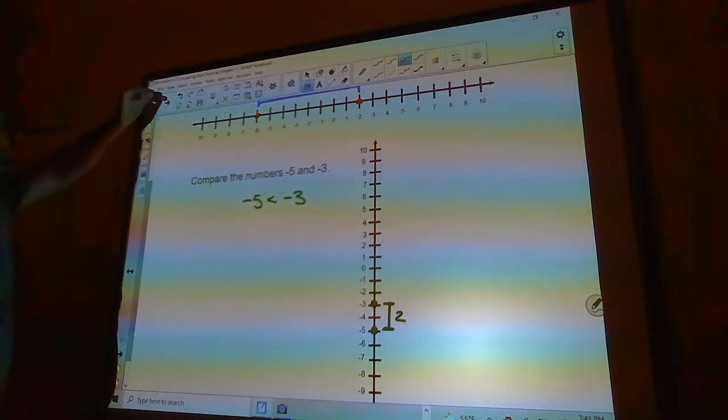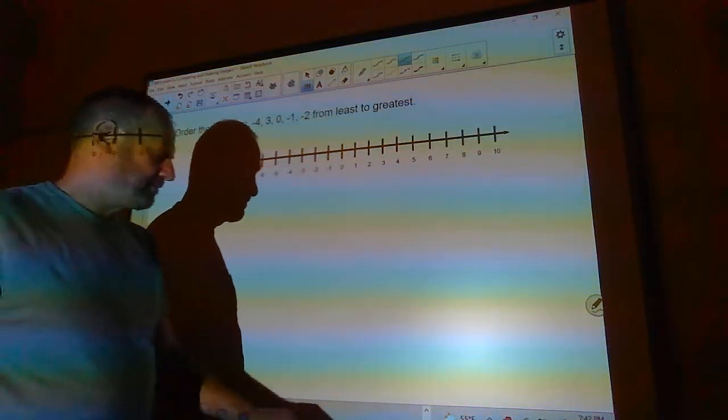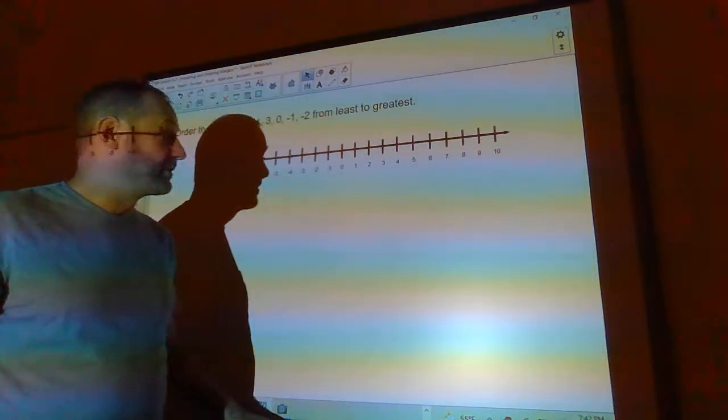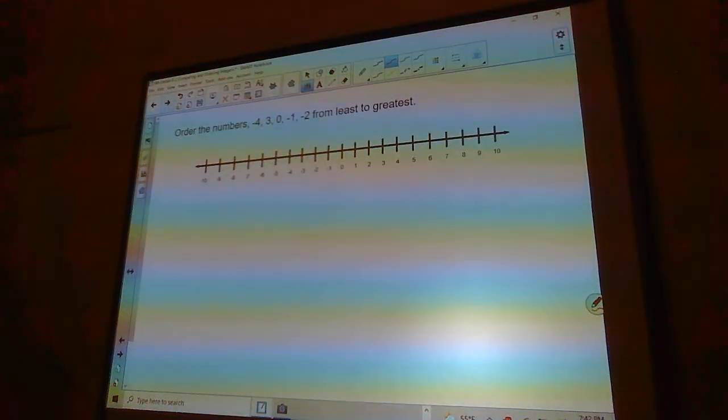So, order the numbers -4, 3, 0, -1, -2 from least to greatest on the number line. So I'll give you a second to pause the video here and then do this and then jump back on. I'm sure you all do great on it. So go ahead and pause the video, put these on the number line, and list them from least to greatest.